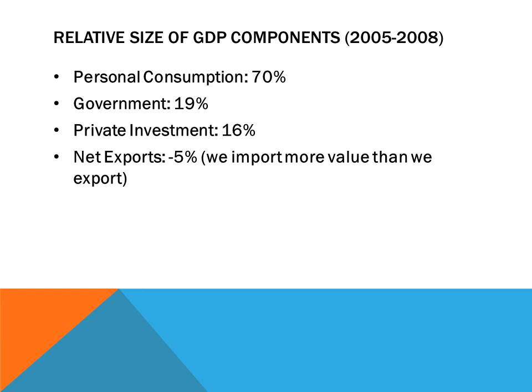I think it is helpful to look at the relative size of GDP components from 2005 to 2008. Personal consumption made up about 70% of total GDP. Government expenditures came in at about 19%, private investment made up 16%, and net exports were actually negative, at -5%, because we import more value than we export.